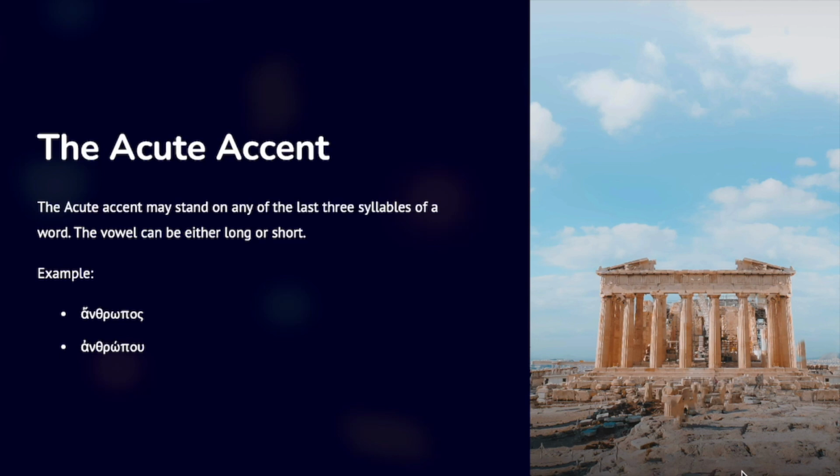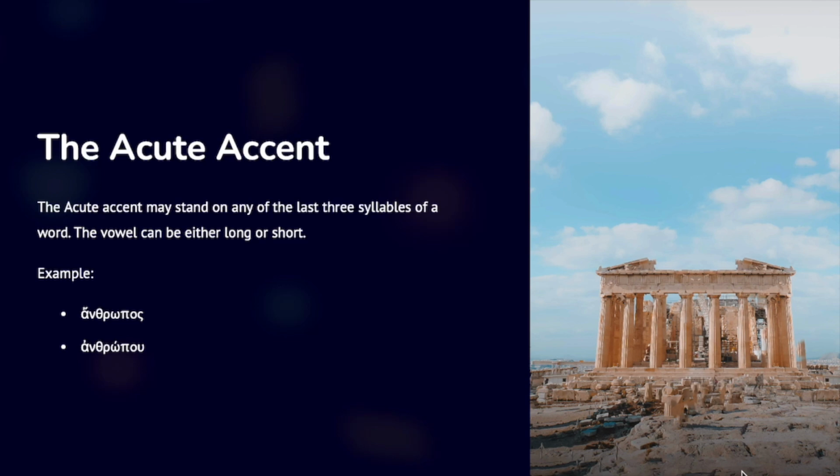See, usually the acute would prefer to be on the antepenult, right? That's the 3. That's the one that goes back as far as possible. But if the last syllable is long, the acute can only go as far back as the penult, which is second place.